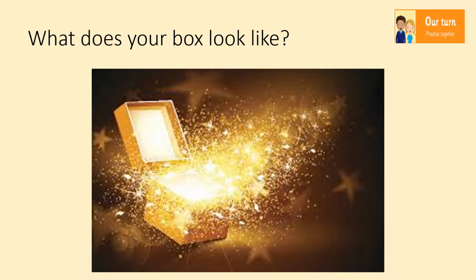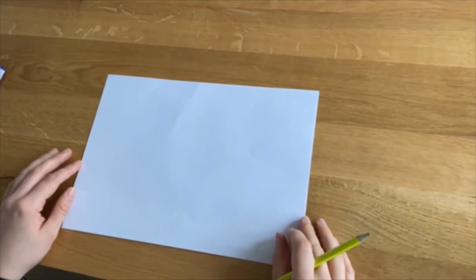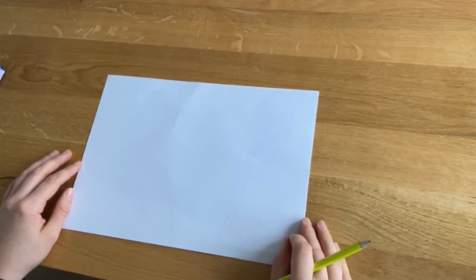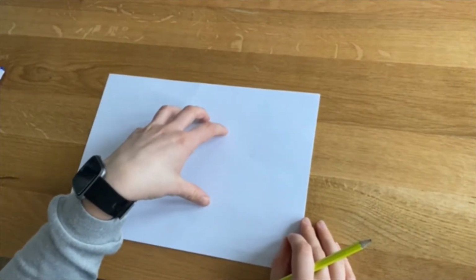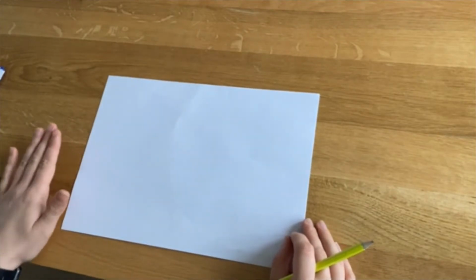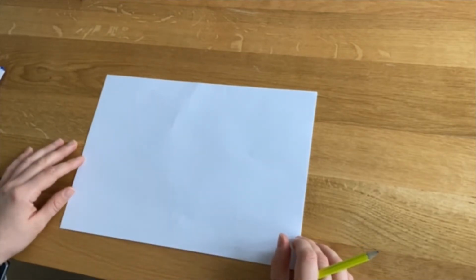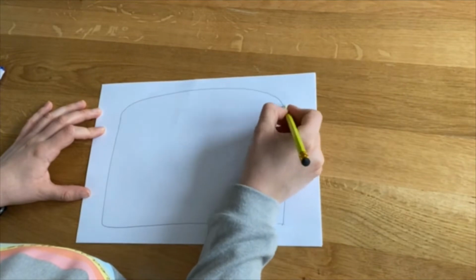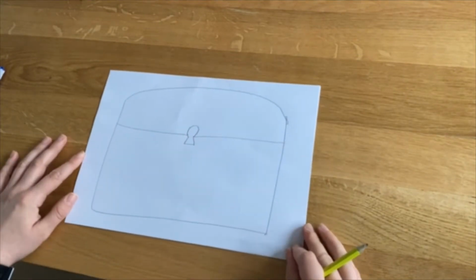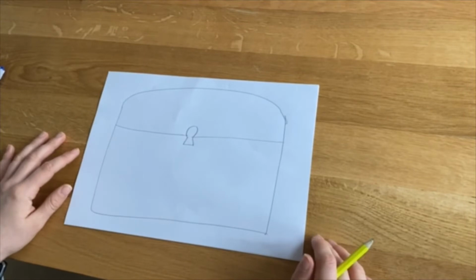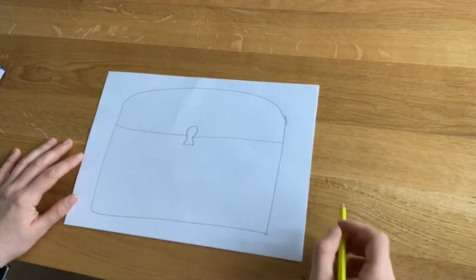Now you've had a little think about what it might look like, we're going to draw the outside of our box together. I'm going to show you mine first, then it'll be your turn to have a go at your box. The first part of today's lesson is to draw the outside of our magic box. Now, earlier in the week, we drew the inside and the items that are going on the inside. Today, we are going to draw the outside. So I'm going to start by just drawing the basic shape of my box. Okay, I've just got the basic outline of my box and I've put a little keyhole in the middle here.